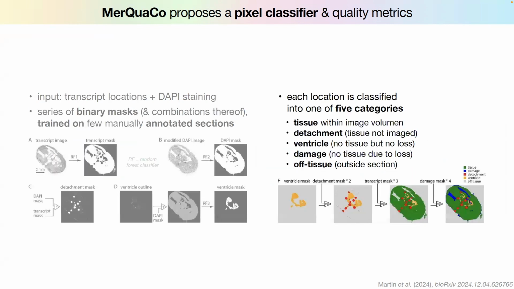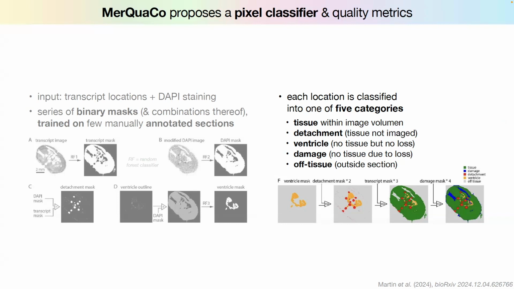And what they then get, and it's quite intuitive in a way, is a tissue where we say, okay, what's tissue, what's damage, what's detachment, and what's really out of tissue. And this is a very early stage, before we've done any computational analyses, where we say which regions of the tissue are already maybe problematic.